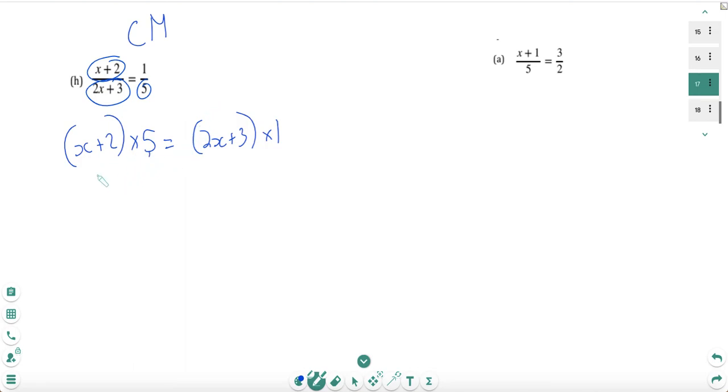So do I times 5 by x or by 5 by 2? Well, we're gonna multiply 5 by both terms. So 5 times x is 5x. 5 times positive 2 is positive 10. Equals, well, 2x plus 3 times 1. Whenever you multiply anything by 1, it's just going to be itself, okay? So 2x plus 3 times 1 is just going to be 2x plus 3.